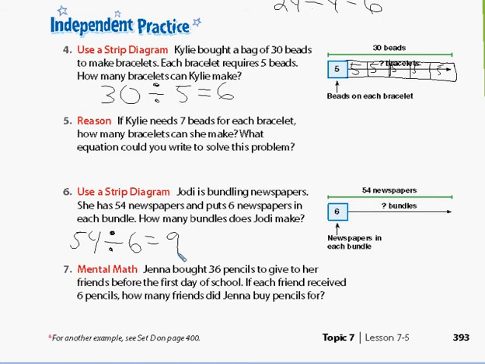So my strip diagram is going to have 9 parts. We have to separate our strip into thirds, and each third into thirds. That should be 9 parts. That means there's 6 in each one. Let me make sure I got 9 there: 1, 2, 3, 4, 5, 6, 7, 8, 9. So 6 times 9 equals 54. We'll look at the next page.